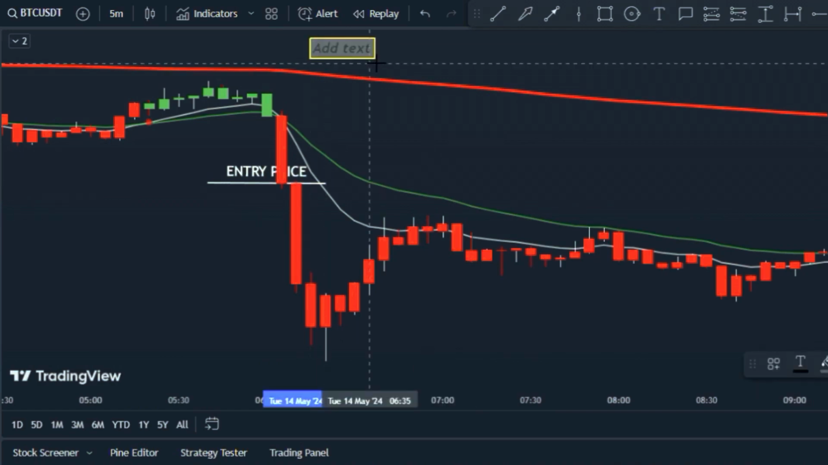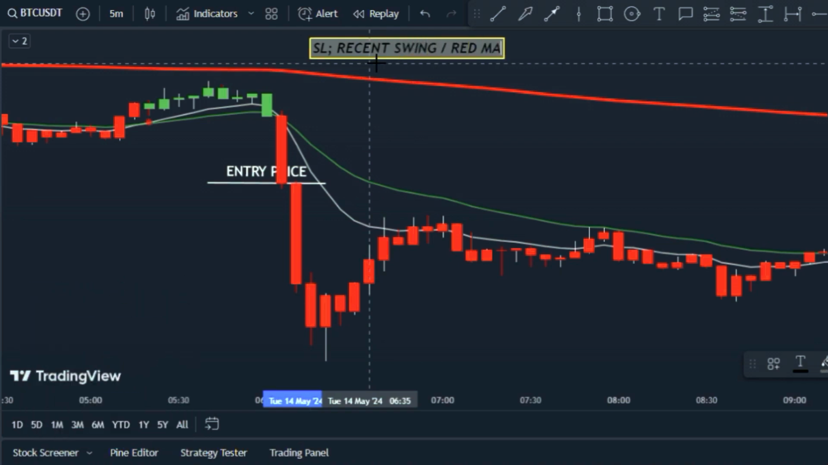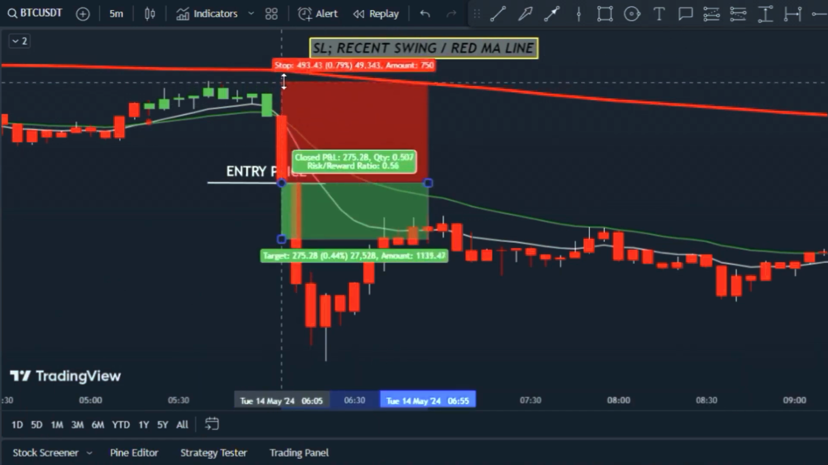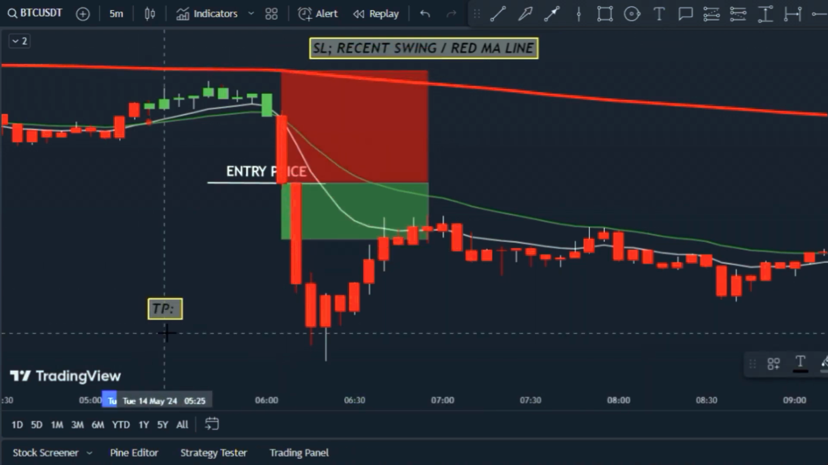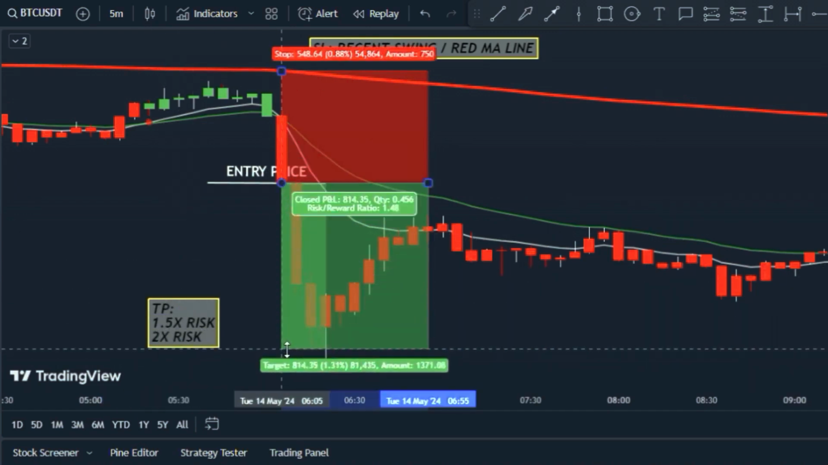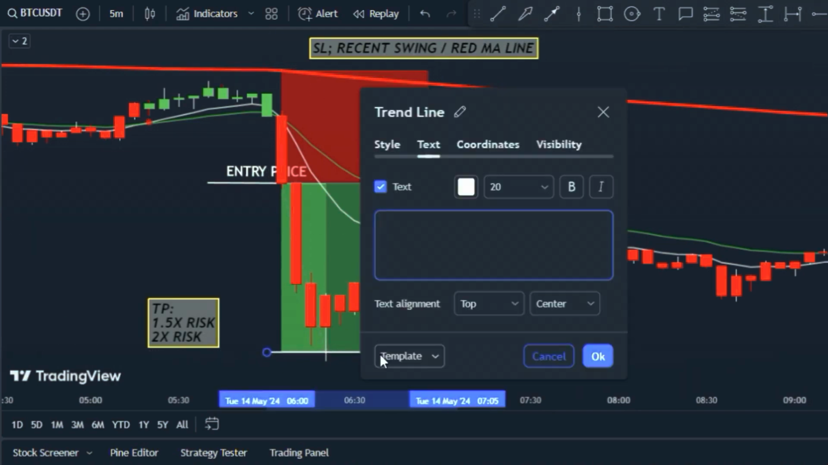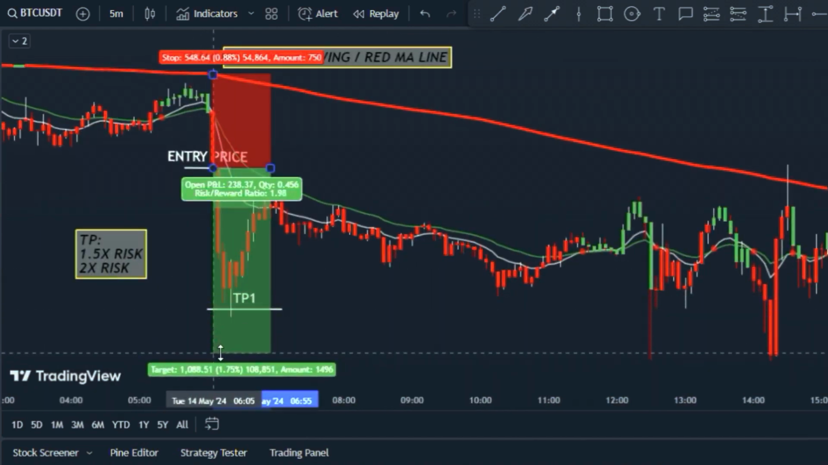And to safeguard your trade, set a stop loss above the most recent swing high or the red moving average line. Doing so helps minimize risk if the market flips on you. To lock in profits, set your first target at 1.5 times the distance between your entry price and stop loss level. Feel free to close part of your trade volume here and exit the rest at the target double your risk.